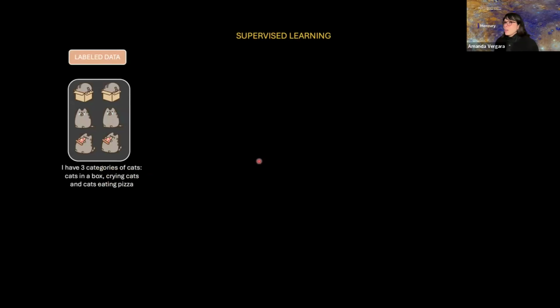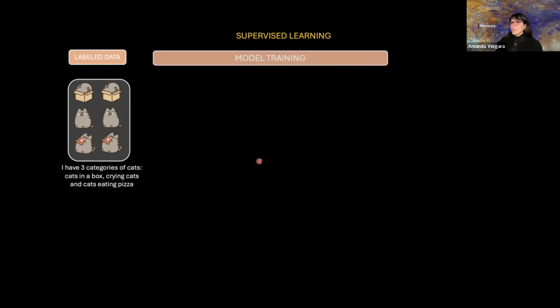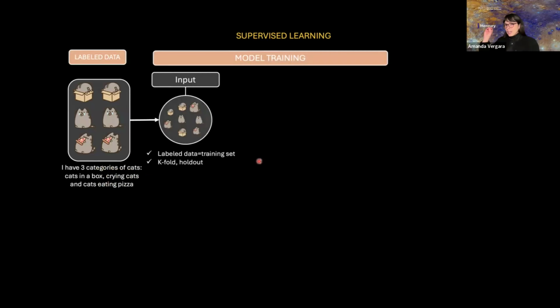So for the supervised approach, let's say that as input data we have labeled data. In this case, we have cats, and we have three different categories of cats. We have a cat in a box, a crying cat, and a cat eating pizza. So what can I do with this data? For the model training, I use this labeled data, which is my training set, and then I put a little portion of this data set on hold. I take it aside for the evaluation step after.